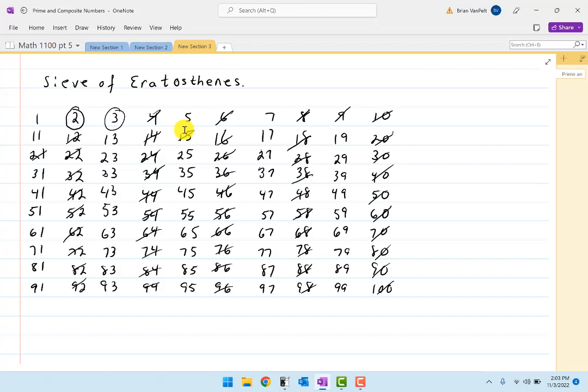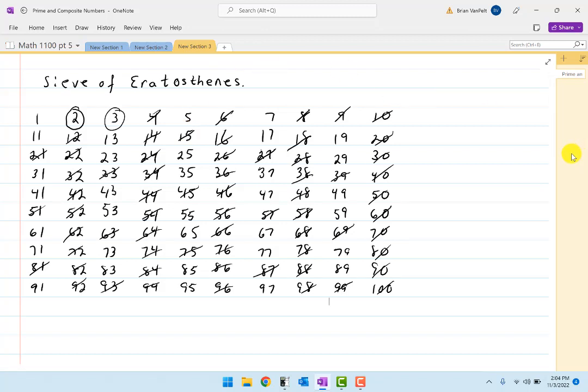So 21, for instance, 27, 30 was already taken care of, 33, 39, 45, 51, 57, 63, 69, 72 was already done, 75, 81, 87, 93, and finally 99. So those were all the multiples of 3.